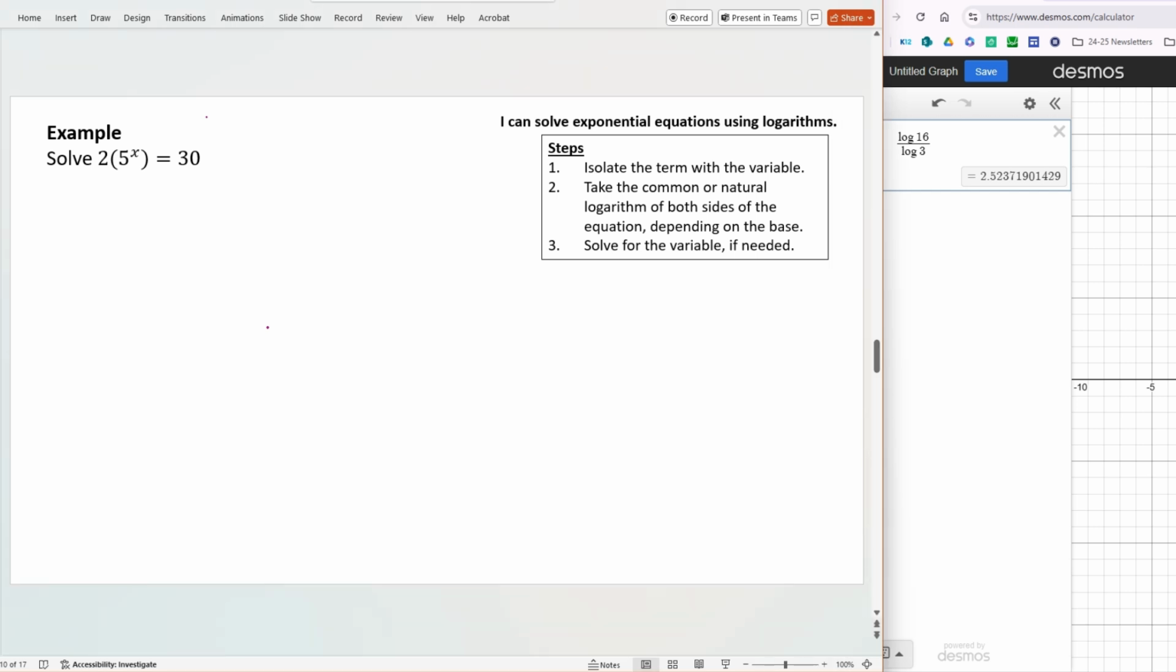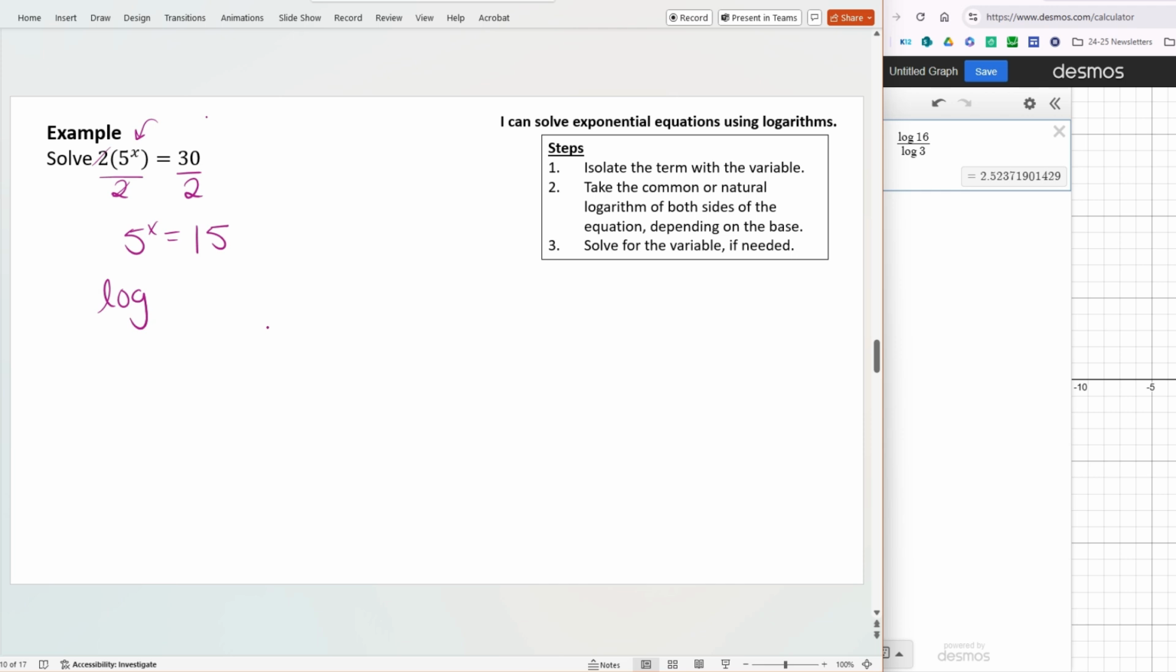So now let's go ahead and solve this problem. So here you can see I have an exponential term that's not isolated, right? Because it has that 2 in front of it. Since that 2 is multiplying this exponential term, my first step is going to be to divide both sides by 2 so I can get that 5 to the x by itself. So here you can see the 2's will cancel, so I have 5 to the x equals 30 divided by 2, which is 15.